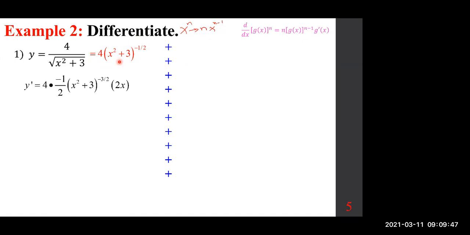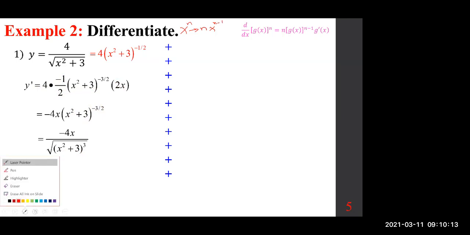So what do you do next? Algebra. Okay. So obviously 4 and negative 1/2, that gives us negative 2. And 2x, that gives us negative 4x. This one times this one times this one. Now this goes down and makes it positive 3/2. And positive 3/2 means the square root of the cube.